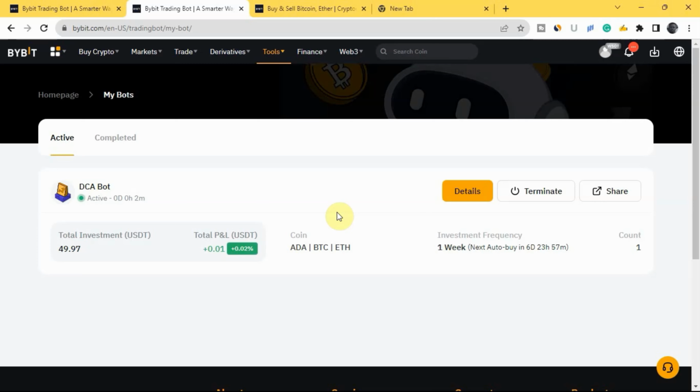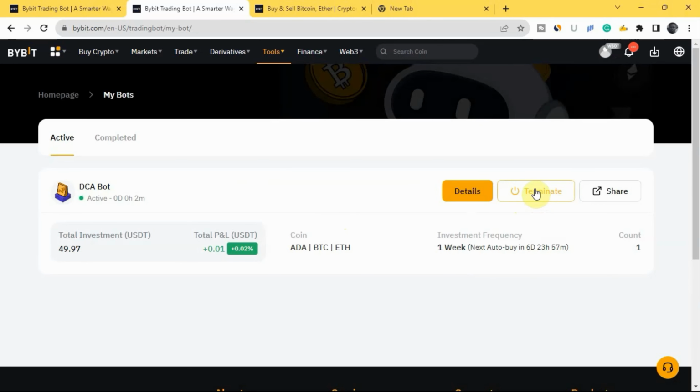So this is everything you need to know about the DCA, dollar cost averaging bot. It helps you to invest automatically and periodically in cryptocurrencies of your choice. So right now, I'm going to be terminating this to end it. Then I will go on and explain the spot grid and the futures grid.